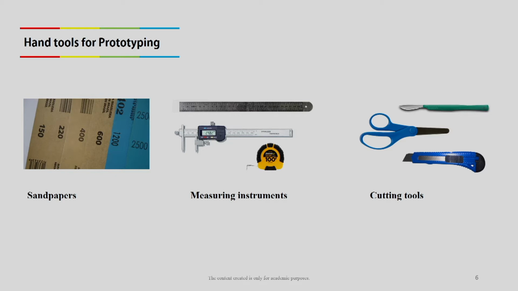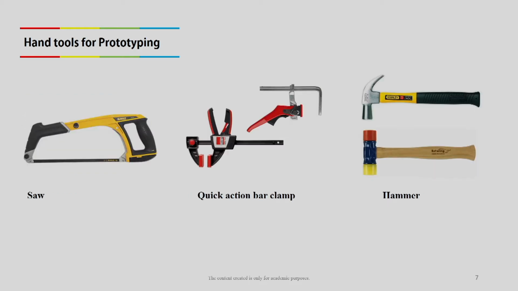Next is measuring instruments. You may need measuring tape, vernier calipers and steel rules. And you also should have some cutting tools such as scalpel, scissor, industrial cutters. You also need different kind of hacksaws and quick action bar clamp and hammer and mallet.